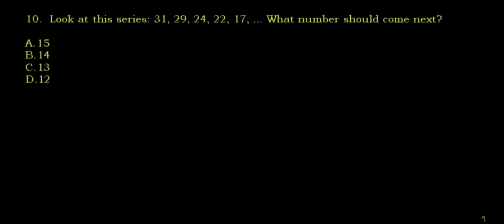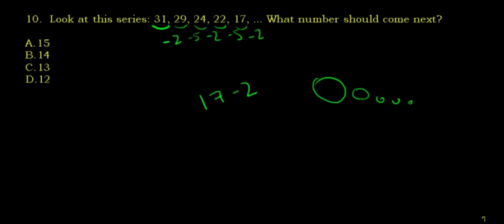Next question, number 10. Look at the series 31, 29, 24, 23, 17. So clearly it's decreasing, becoming smaller and smaller. I took away 2 from 31, then I took away 5 from 29. The difference between them is a 5, then again it's a 2, then again it's a 5. Okay, so that means minus 2, minus 5, minus 2, minus 5, minus 2. So 17 minus 2 gives me a 15. Answer. Next question, number 11.